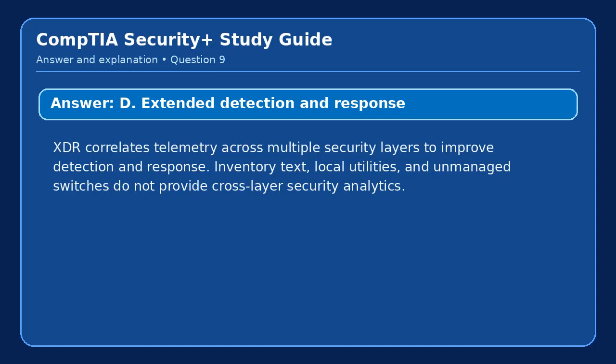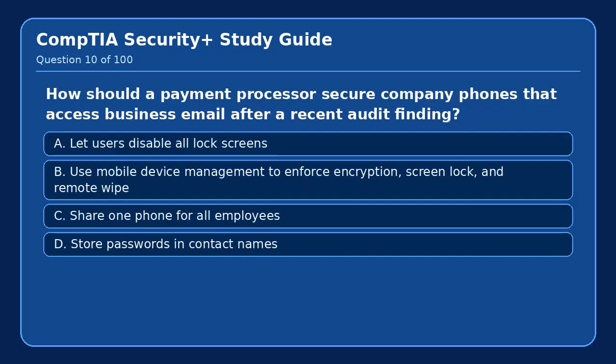Question 10. How should a payment processor secure company phones that access business email after a recent audit finding? A. Let users disable all lock screens. B. Use mobile device management to enforce encryption, screen lock, and remote wipe. C. Share one phone for all employees. D. Store passwords in contact names. Take a moment to choose your answer.